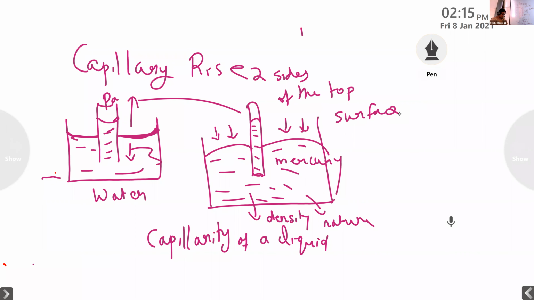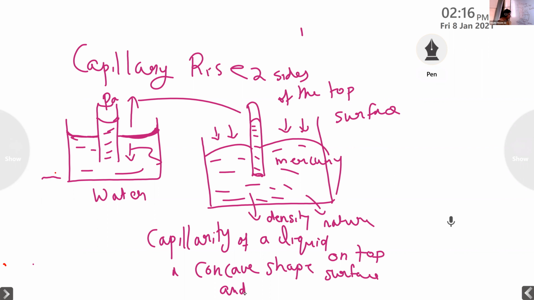As a result, the liquid forms a concave shape on the top surface or convex shape. Liquid will make a concave shape on the top surface or convex shape.